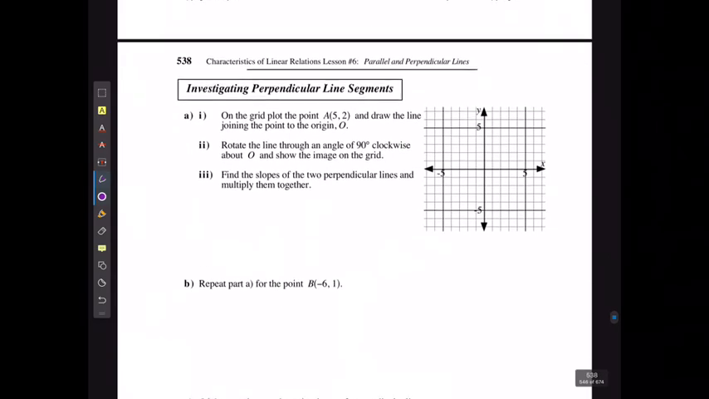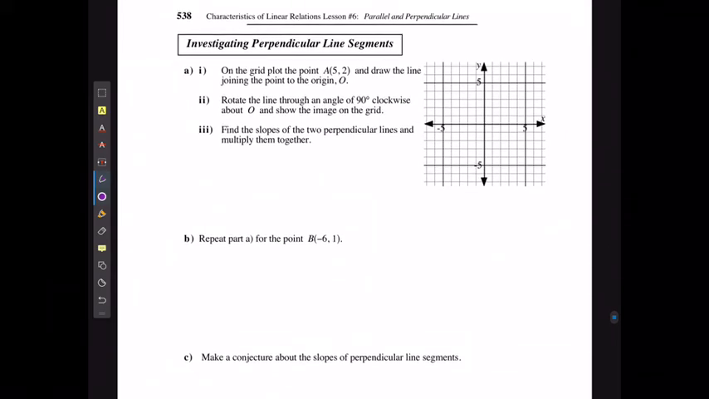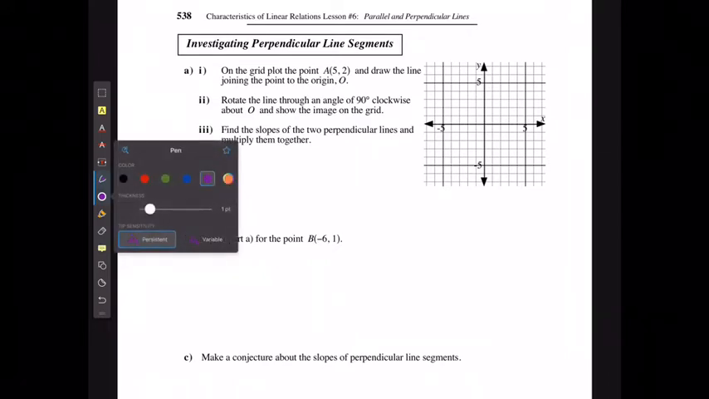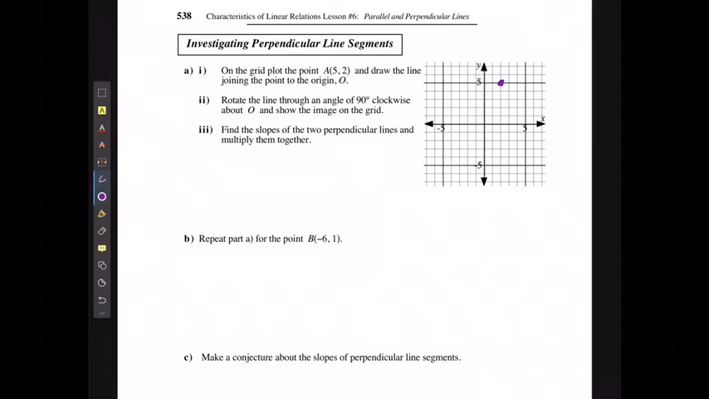Okay. If I'm looking at perpendicular line segments, on the grid we're going to, like we did in the beginning, start by plotting the point (5, 2). We're going to call this point A. We're going to draw a line connecting that to the origin. So we're going to connect A to this point. I'm going to rotate the line 90 degrees clockwise about the origin to get to the new point. And that point is going to be down here when I rotate it and give myself a 90-degree angle.